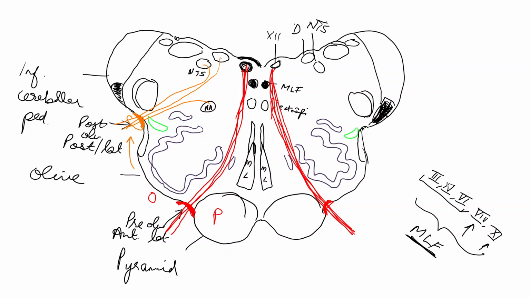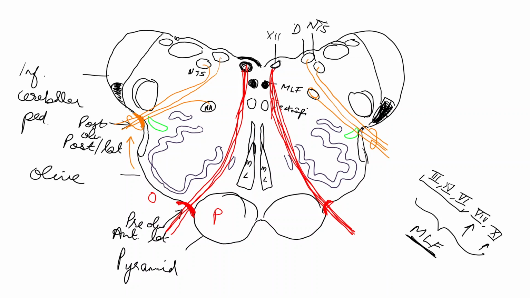the vagus nerve, which is receiving fibers from, I have not drawn the nucleus ambiguus here, so the vagus will come out here receiving fibers from NTS, from the dorsal nucleus, and from nucleus ambiguus. This is our vagus nerve.